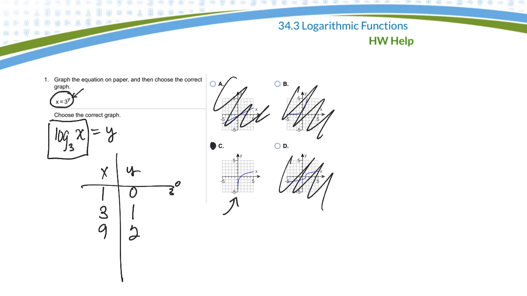So an x value of 1 and a y value of 0 is right there. Perfect, that's on my graph. 3 over for x and up 1 for y. Perfect, right there. 9 over for x, that'd be over here, and up 2, it's going to be another point on the graph. Has to be that one.